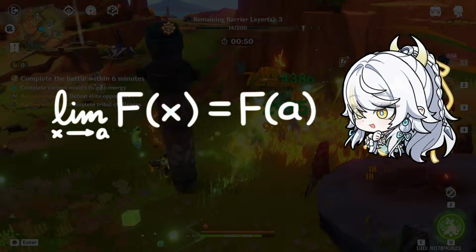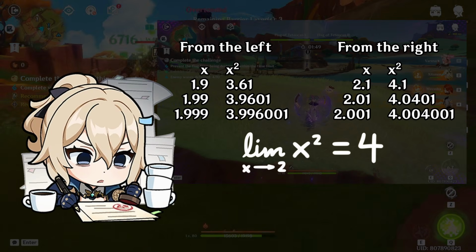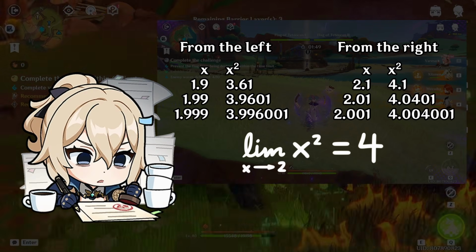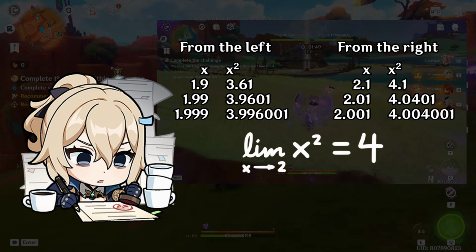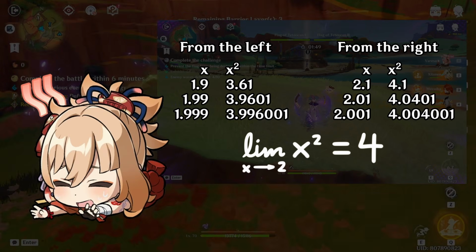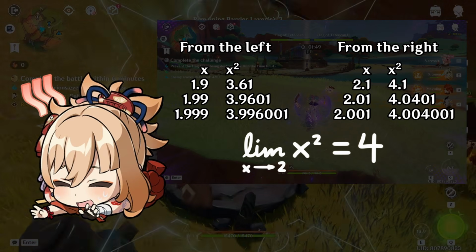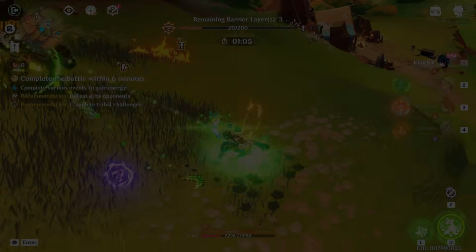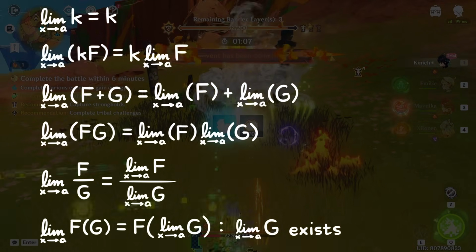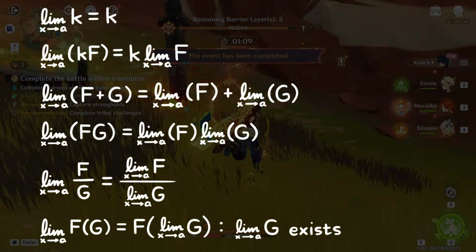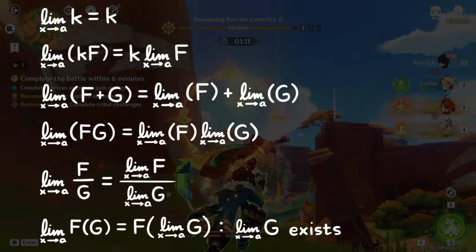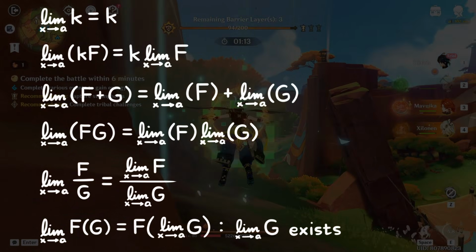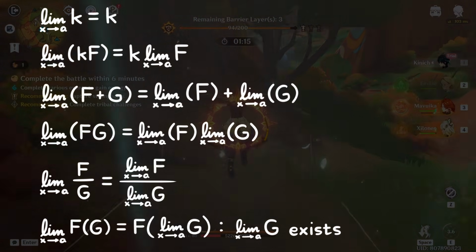Knowing this is actually very useful to us because originally we had to manually compute values over and over again from the left and the right just to see what a function approaches, which obviously gets very tedious very quickly. On top of that, limits also have other useful properties that allow us to algebraically manipulate them. This looks like a lot of stuff to remember, but it's not that hard.